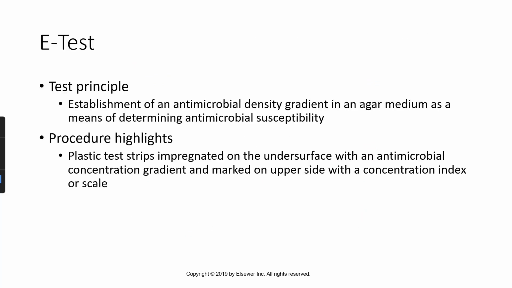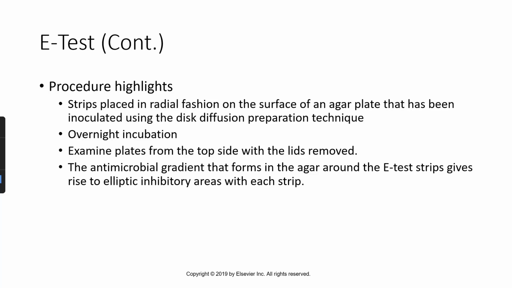The E-test. So the E-test, the establishment of an antimicrobial density gradient in an agar medium is a means for determining antimicrobial susceptibility. Plastic test strips are impregnated on the undersurface with an antimicrobial concentration gradient and marked on the upper side with a concentration index or scale. Strips are placed in a radial fashion on the surface of an agar plate that has been inoculated using the disc diffusion preparation technique, so the 0.5 McFarland standard.